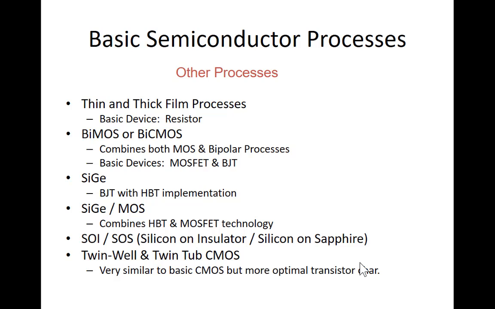Thin film processes are very similar to the process we use to make transistors. Oftentimes the feature sizes are much bigger, so the equipment is not as expensive. There's BiMOS or BiCMOS processes where we have good bipolar and good MOS devices available at the same time. Those processes are much more expensive, so they're more used for niche applications because of their cost.